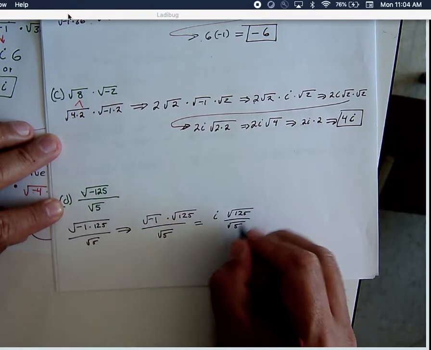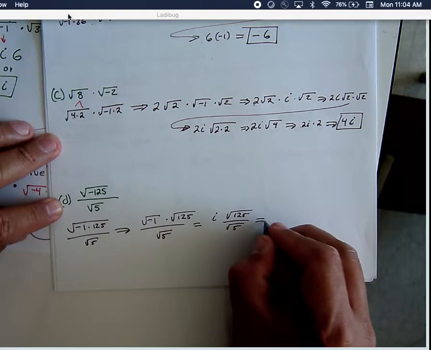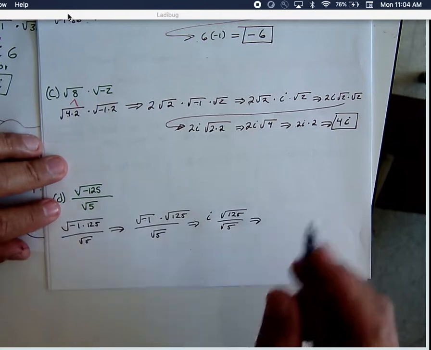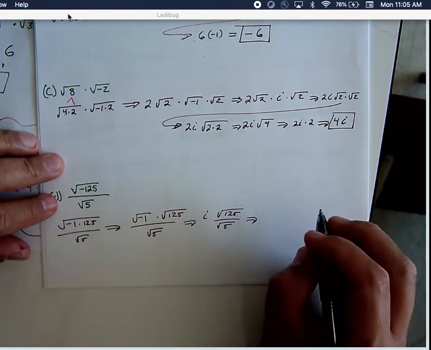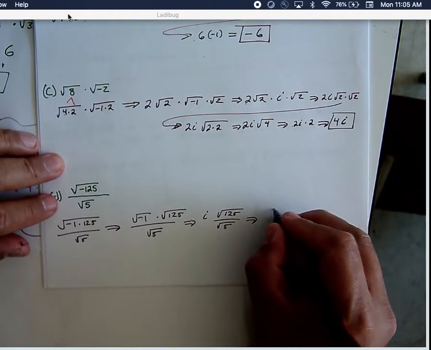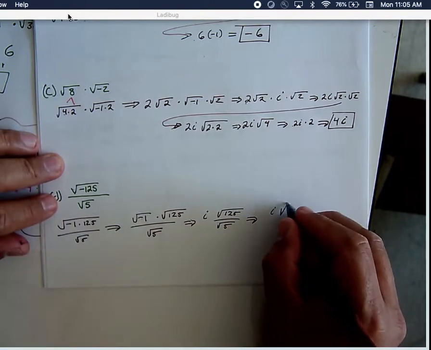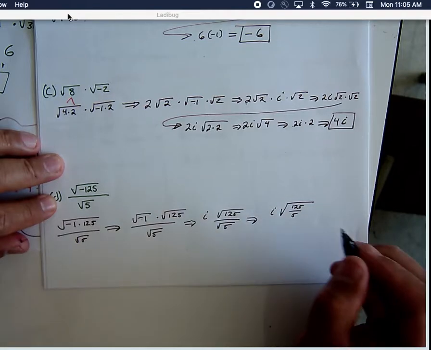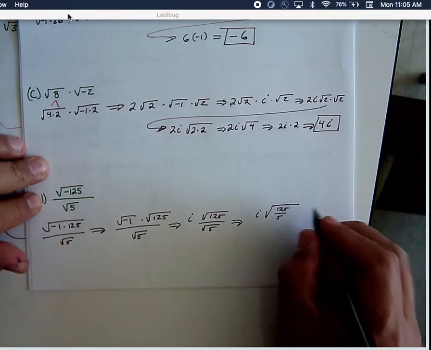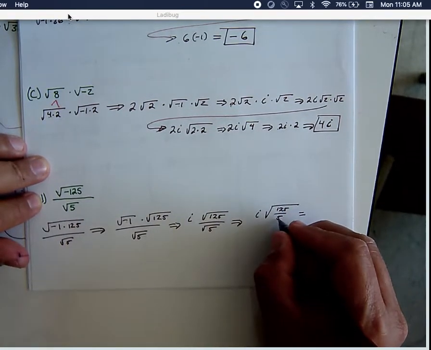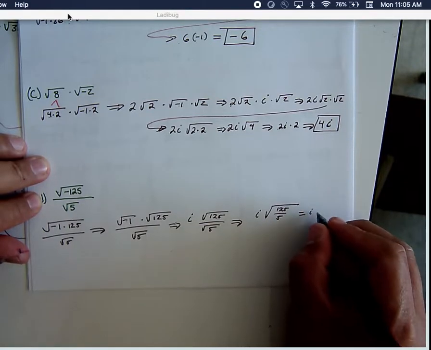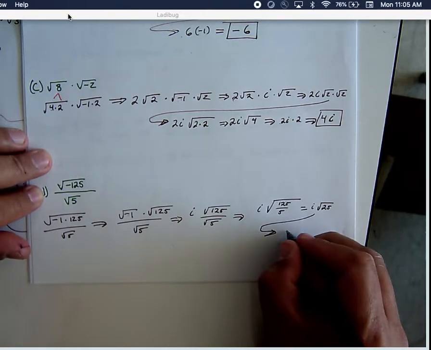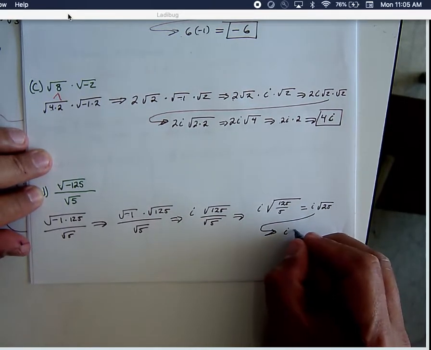And since they're both positive now, you can use the rule, the quotient rule or product quotient rule of radicals. It would be the same. You could put them together inside the radical like this. And 125 over 5 would give us 25. So square root of 25 would be 5.